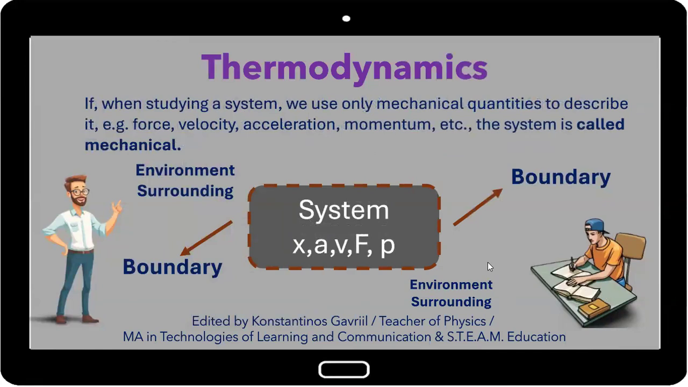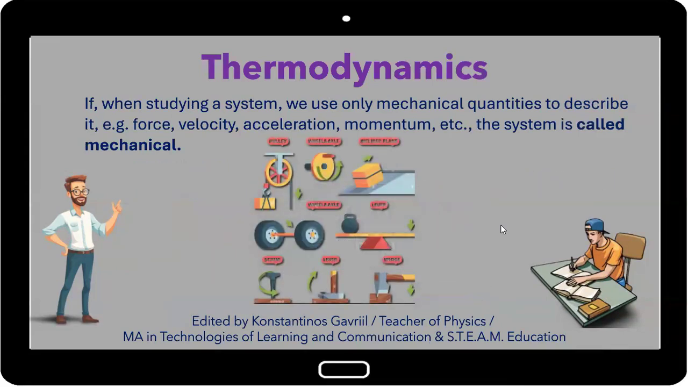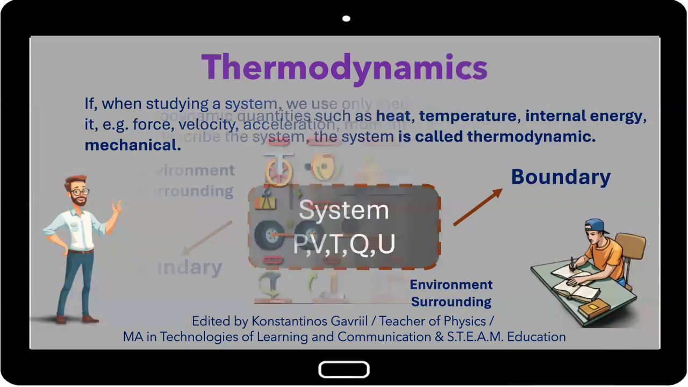If when we study a system we are concerned about the force, the velocity, the position, the acceleration, or the momentum, and so on, then the system is called mechanical. For example, you can see here a pulley, a vehicle axle, levers, screws, and so on. These are called mechanical systems.